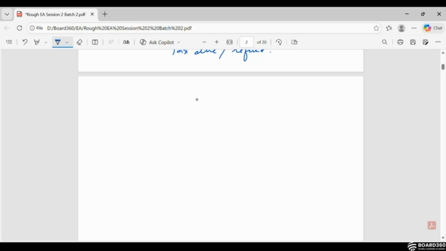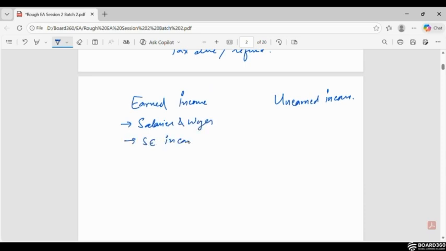Now, a few things you need to keep in mind about income before we go deep into it: income is divided into earned income and unearned income. Earned income is something you have earned with your hard efforts, like salaries and wages, self-employment income, tips, professional fees. You have to work to earn this.